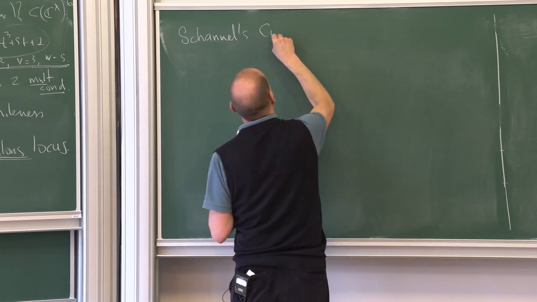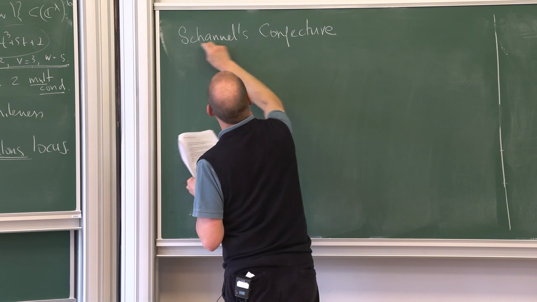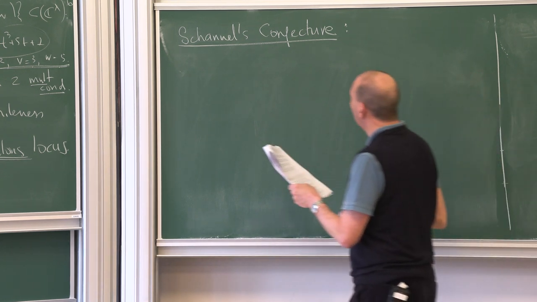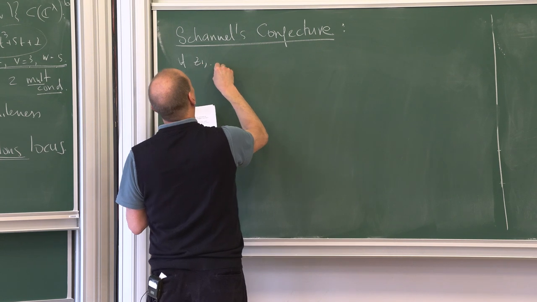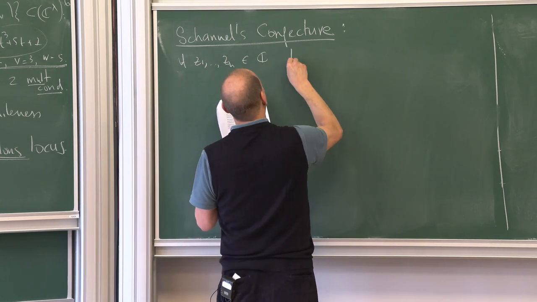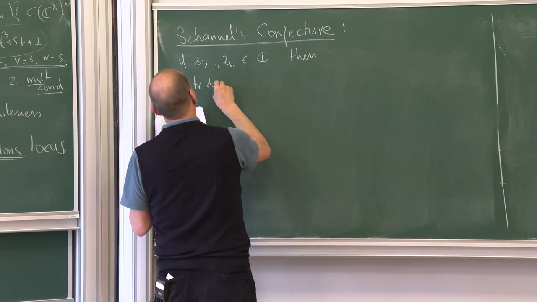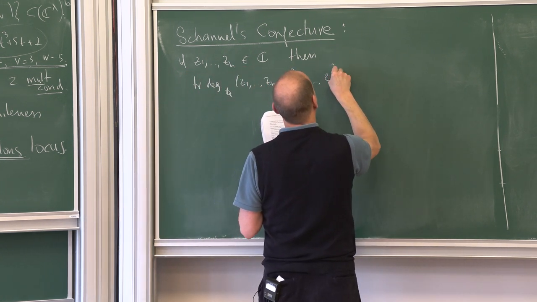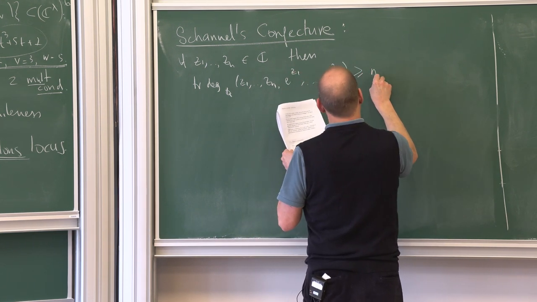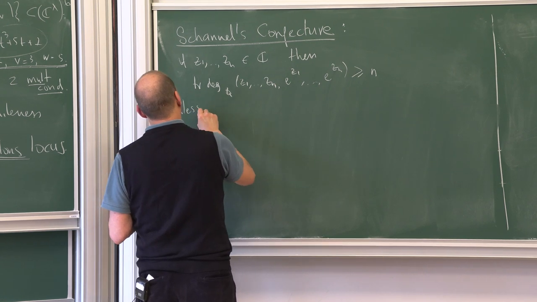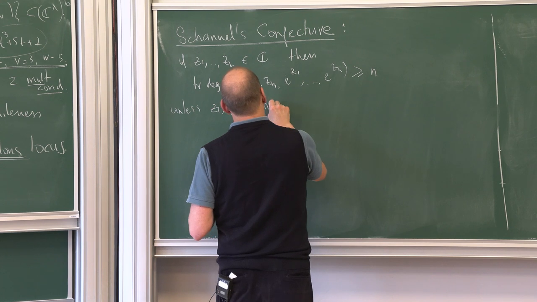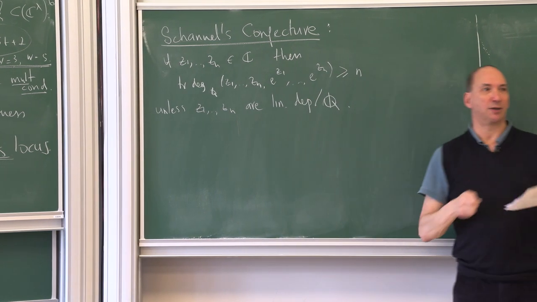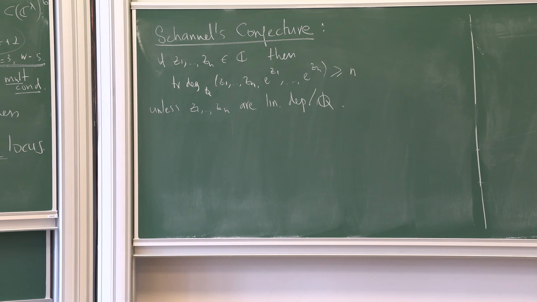So here it is. Well, there will be one model theoretic mention: the word model theory will occur at the end. So here's Schanuel's conjecture. If z1 up to zn are complex numbers, then the transcendence degree over Q of the z's and their exponentials is at least n unless z1 up to zn are linearly dependent over Q. And in that case, the exponentials will acquire an algebraic dependence too, and you can't guarantee this n.